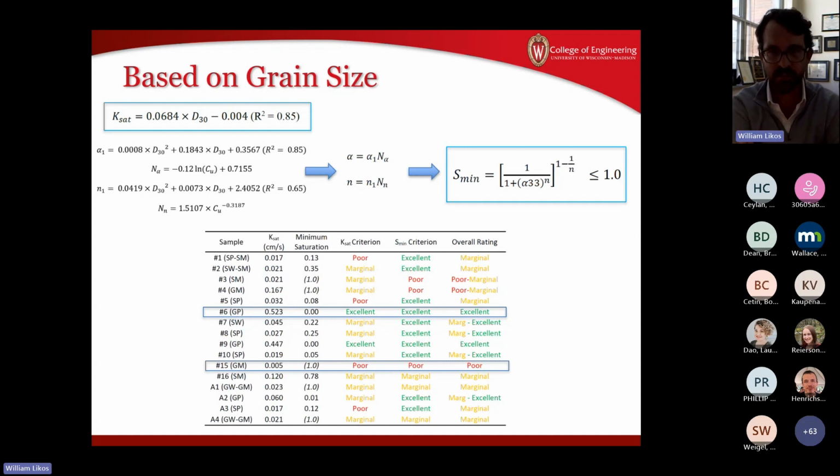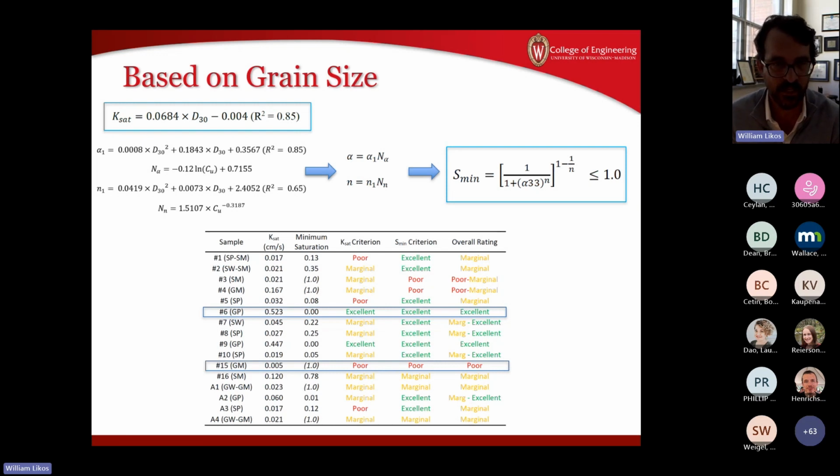Let's measure by sieve analysis the grain size distribution of this material, and estimate saturated hydraulic conductivity using D30, as you can see in that box up there on the top. Estimate the two van Genuchten parameters using D30 and coefficient of uniformity to predict the minimum saturation. We would predict minimum saturation by plugging in 33 kPa as our suction value. That defines, again, our field capacity. If we run the numbers through this system for each of those materials, these are the results that we get.